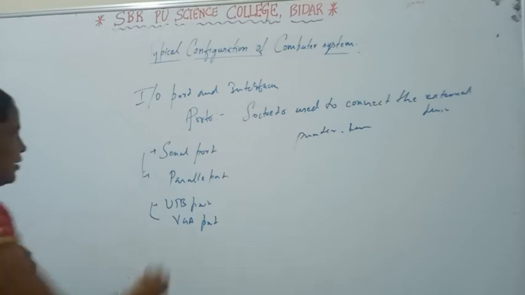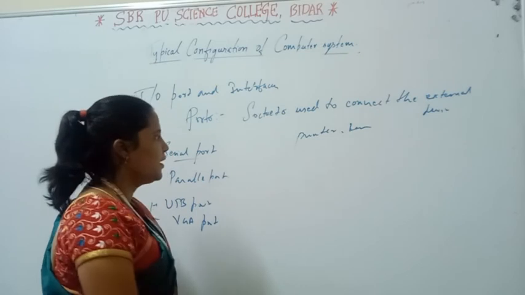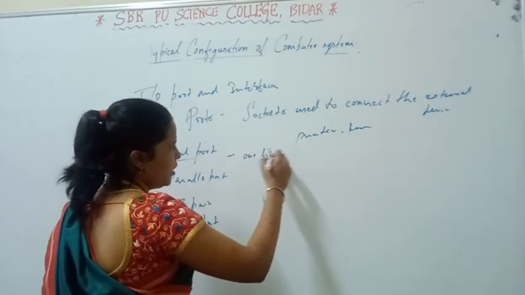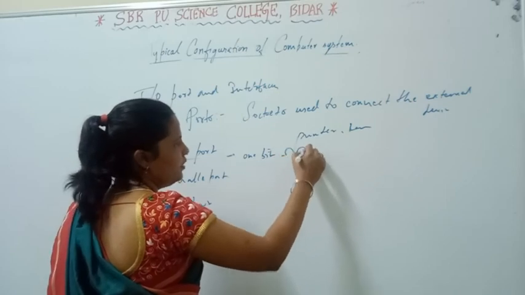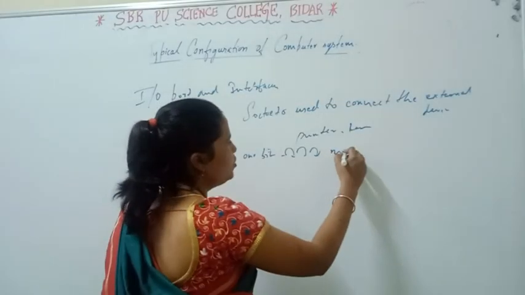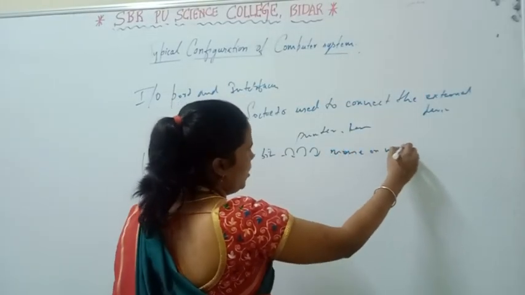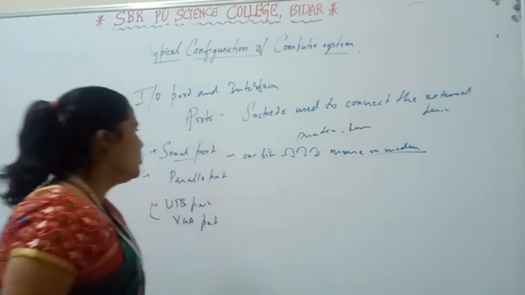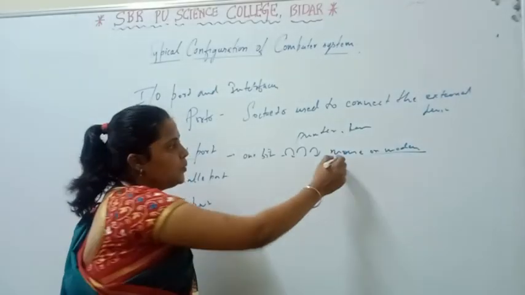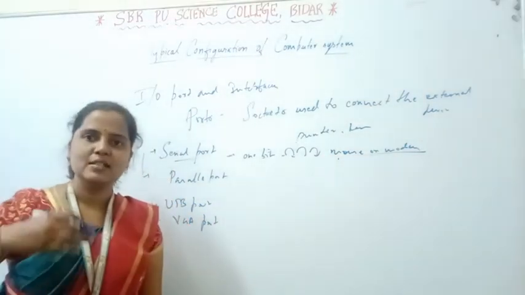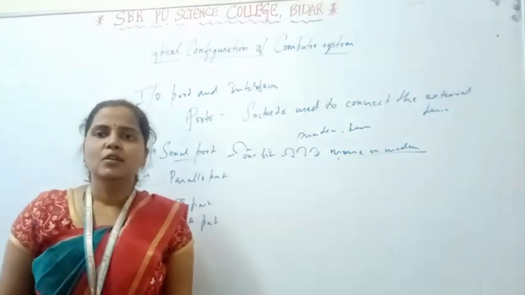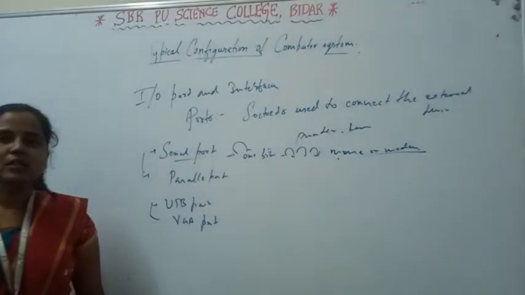So serial port. Why is it called a serial port? Because only a single bit is transferred at a time. Serially, one after the other, the bits are transferred. Examples of this are a mouse or a modem. These are the devices that can be connected to a serial port, where the data is transferred bit after bit, serially. So we call it a serial port.